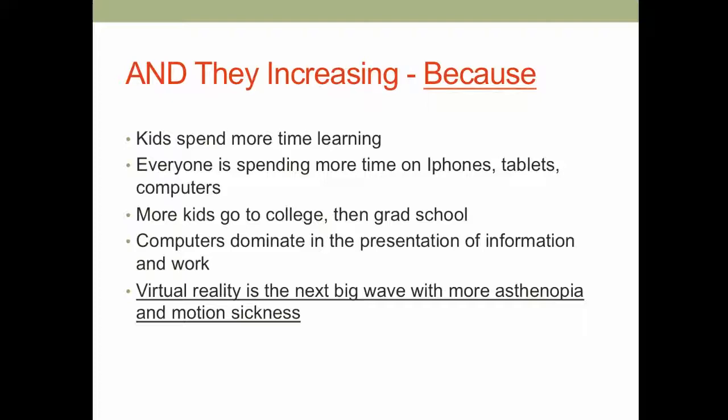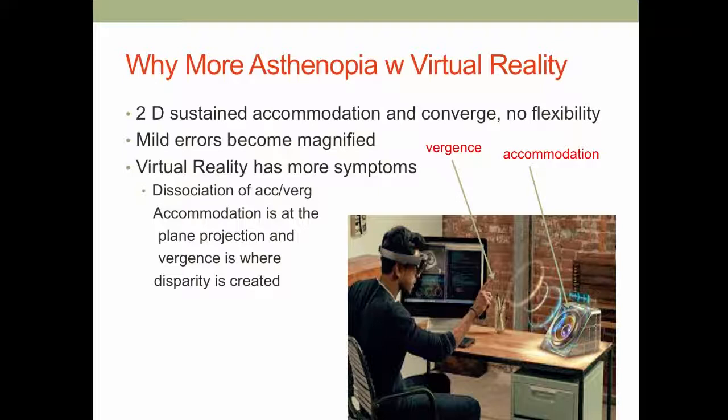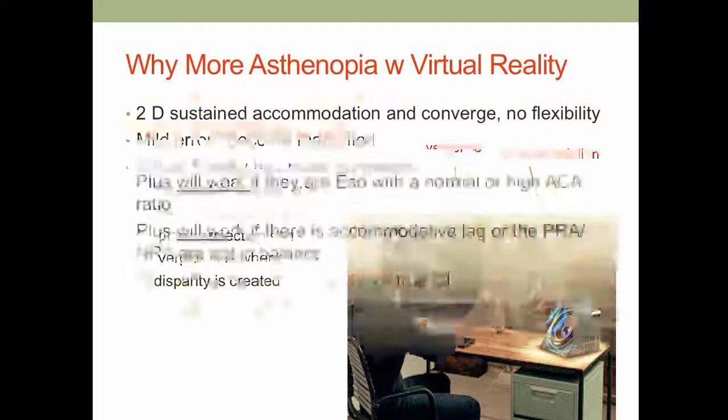Why does this seem to happen? Because virtual reality dissociates accommodation from vergence. They're in two different planes. Accommodation is where the presentation is. Vergence is where the object appears to be.